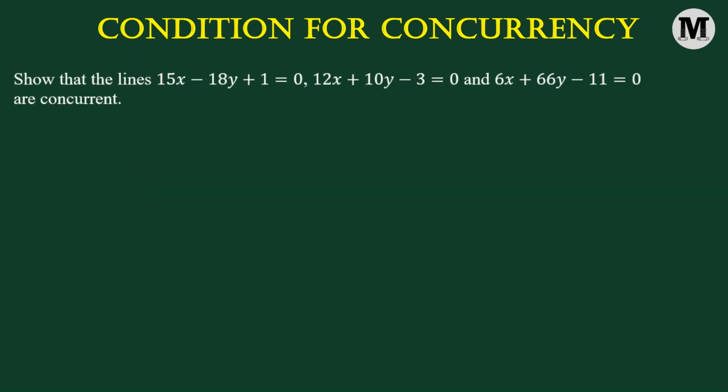So in this problem, we need to show that the three lines whose equations are given to us are concurrent. Okay, let us begin. So what we'll do, we're going to name these three lines. Let's say L1 is the line which has got equation 15x minus 18y plus 1 equals 0.